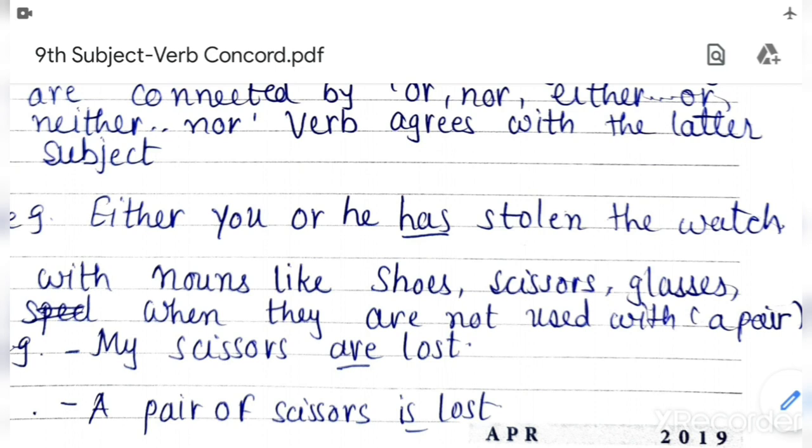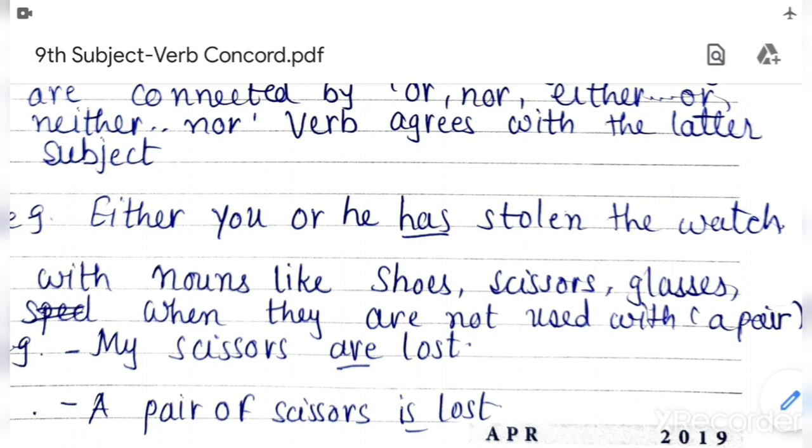Gulliver's Travels are an interesting book. What is the mistake here? Here Gulliver's Travels is, because it is a book, so "is" will be used. Neither you came here nor your brother did.